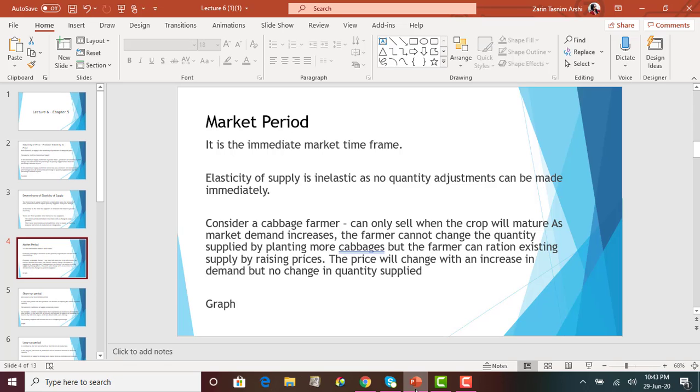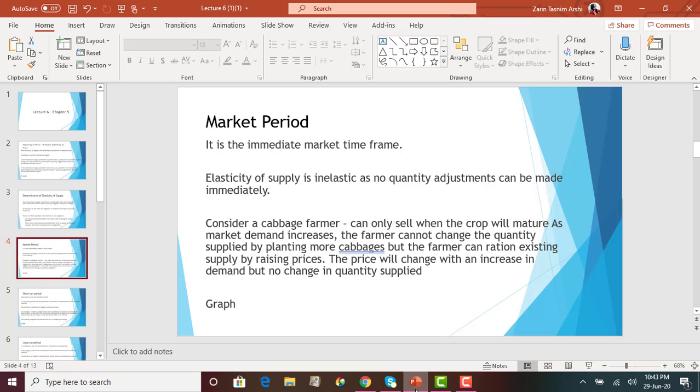So therefore I'm insensitive to the price change in the market period, and that's why it's inelastic. Now another example would be a cabbage farmer. Let's say a farmer sells the cabbage when the crop will mature. Now as market demand increases, the farmer cannot change the quantity supplied by planting more cabbages, but the farmer can ration existing supply by raising prices.